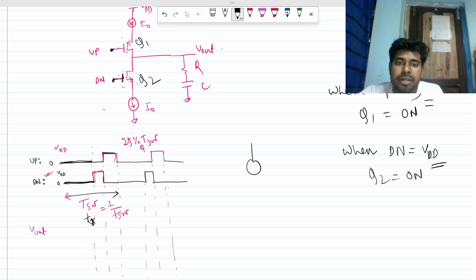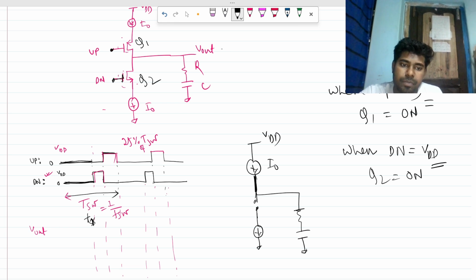So you will have a current source of I naught, here your VDD, and this Q1 is turned on, so it will be short circuited, and this Q2 is turned off, so it will be open circuited like this, and here is a current source. And now you can see here an RC branch is present. So how will it happen now? This is the transient phenomenon.